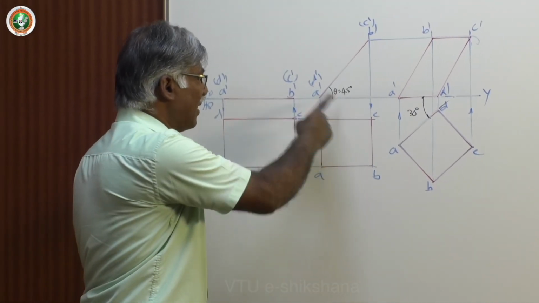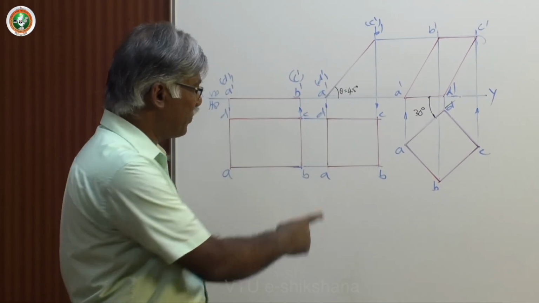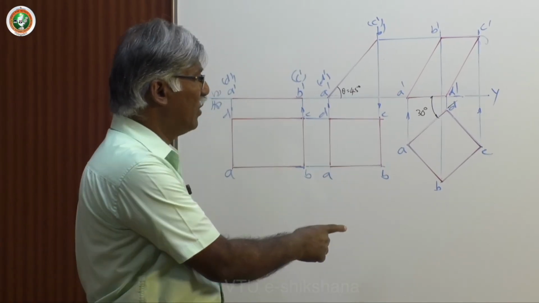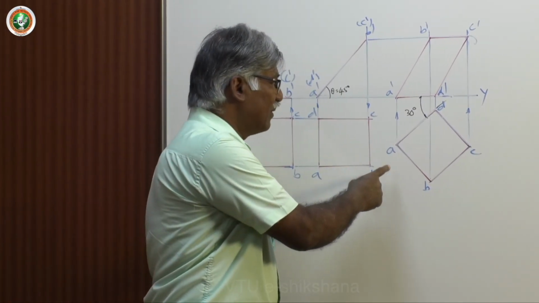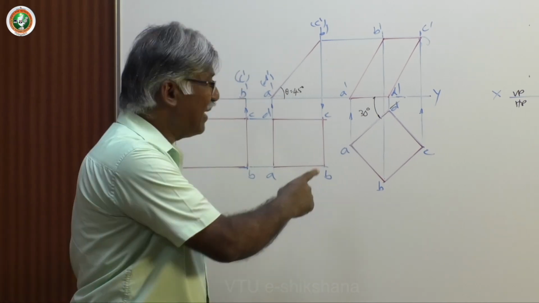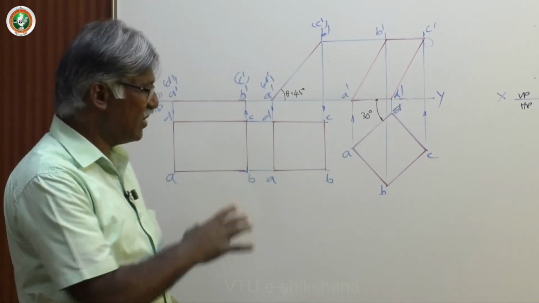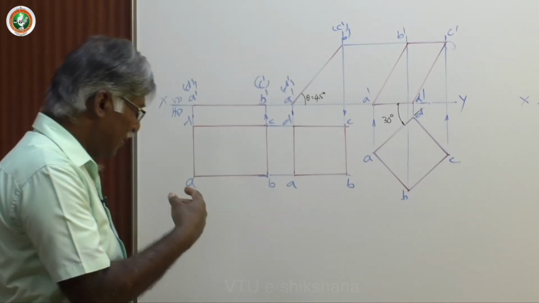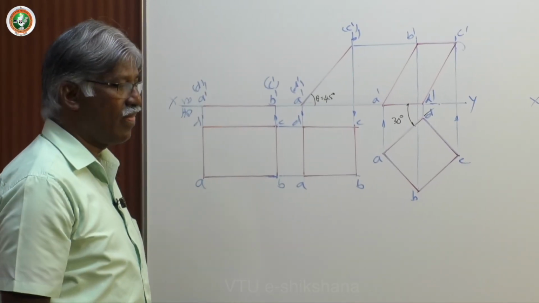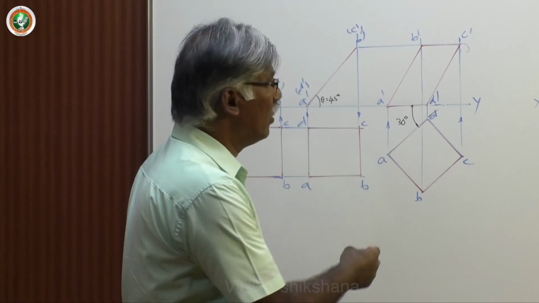The lamina is inclined at 45 degrees to HP, and we get the corresponding top view. Now, the edge which is on HP is inclined at 30 degrees to VP. So, correspondingly we got the front view. This is one set of problem. The similar problem I have, let me show you here.